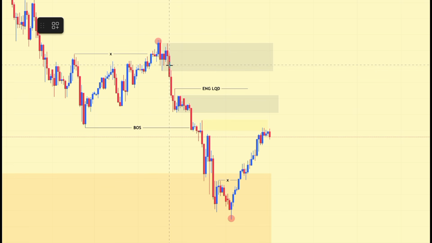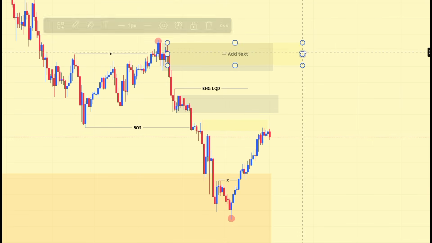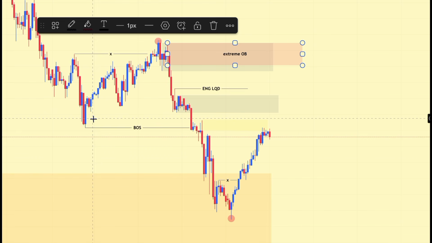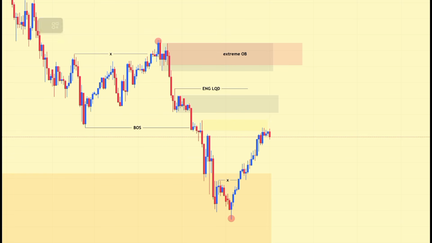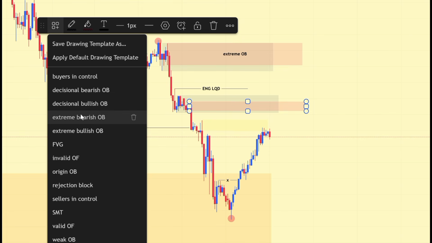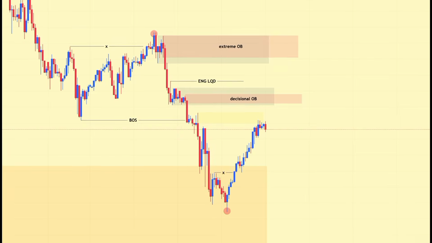Okay, let's mark our order blocks. You can clearly see that this one here is the extreme order block. Of course, it will be available inside our extreme order flow. So we have got the extreme bearish order block there. And of course, if I am to mark the decision order block, we have got it exactly right here. So that is, of course, our decisional bearish order block.